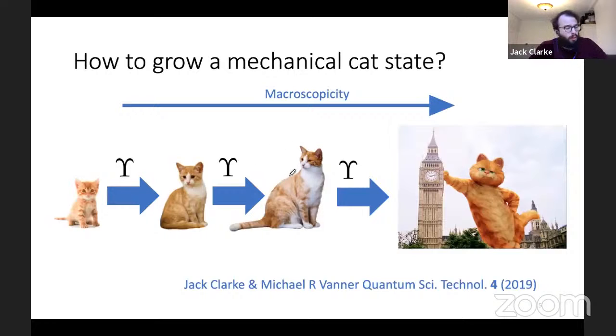Okay, so now let's talk about some of the work we've done. The first paper I'd like to share with you is this work we did on how you can use this nonlinear interaction, e to the i mu n LXM, to grow a Schrodinger cat state of a mechanical oscillator to larger and larger scales.